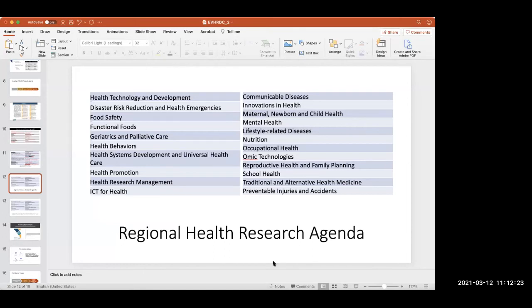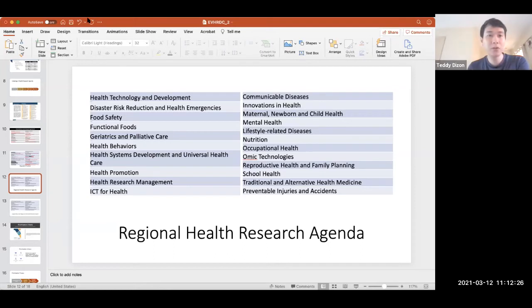So basically, we have this po na research agenda. 1. Health technology and development, disaster risk reduction and health emergencies, food safety, functional foods, geriatric and palliative care, health behaviors, health systems and universal health care, health promotion, health research management, ICT for health, communicable diseases, innovations in health, maternal and newborn child health, mental health, lifestyle-related diseases, nutrition, occupational health, omic technologies, reproductive health and family planning, school health, traditional and alternative health medicine, and preventable injuries and accidents.